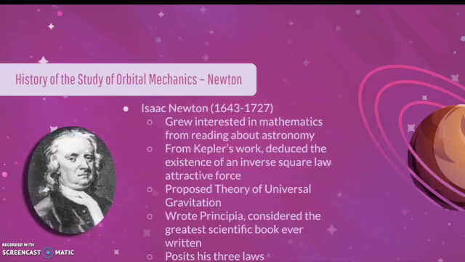And then of course we have Newton. Isaac Newton lived from 1643 to 1727. He grew interested in mathematics from reading about astronomy, and from Kepler's work he deduced the existence of an inverse square law of attractive force, and then proposed a theory of universal gravitation. He wrote Principia, which is considered the greatest scientific book ever written, which also posits his 3 laws that we use in class all the time.